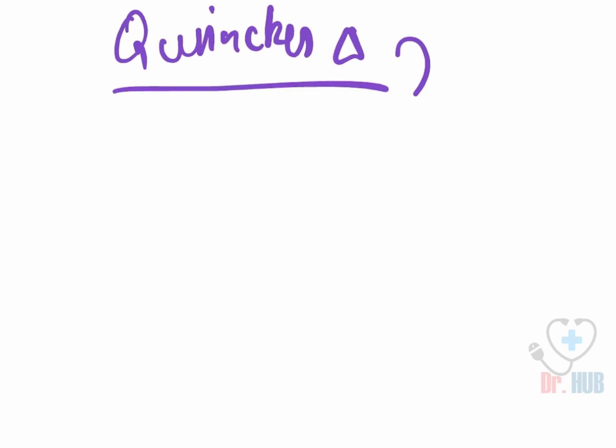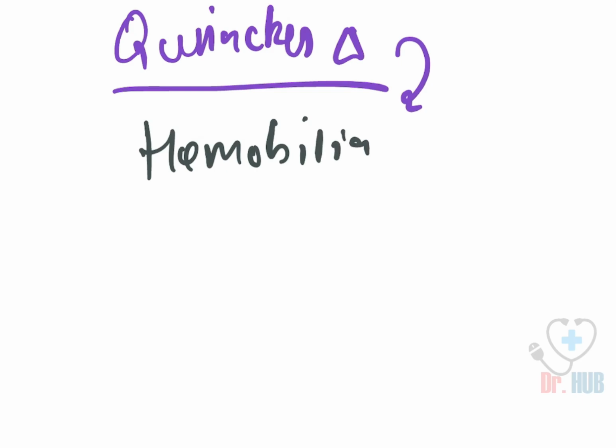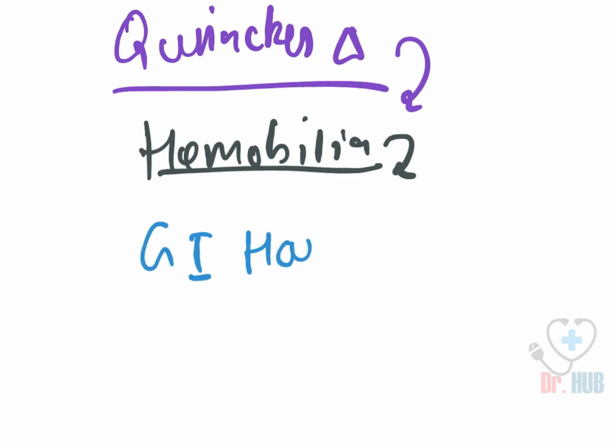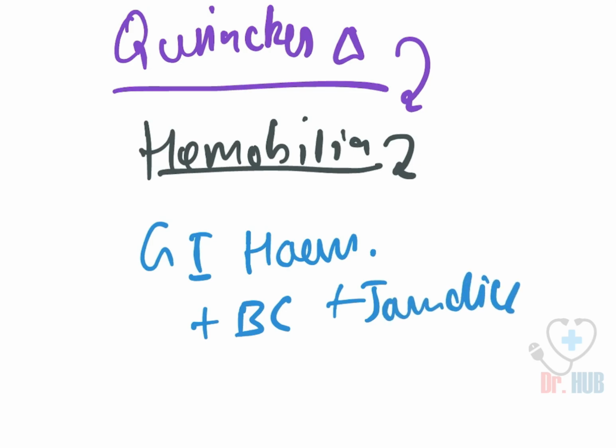Next, we look at the Quincke's triad. So Quincke's triad is seen in case of hemophilia. So in hemophilia, there is gastrointestinal hemorrhage, and there is biliary colic as well as jaundice.